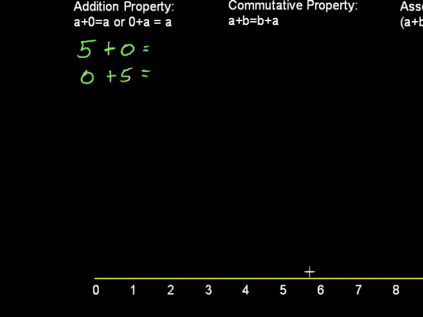Now if we come down to our number line, if we start at 5 and we add 0, well, we'd move nowhere, so we would stay at 5. So the answer to this, 5 plus 0, is 5. And if we started at 0 and we move 5 spaces, 1, 2, 3, 4, 5, again we end at 5. So the answer is the number that we added to 0. So in this case, again, any number added to 0 will be itself.